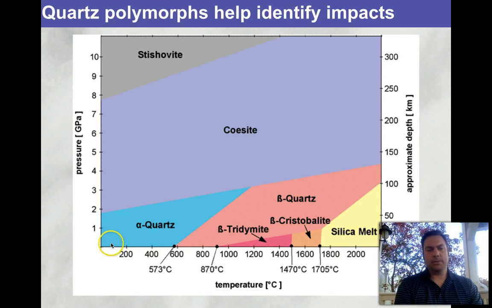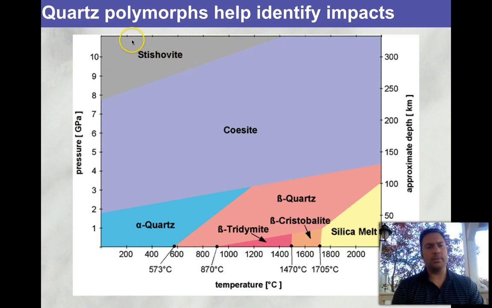But as we increase the pressure to 2 gigapascals, which is a lot of pressure, by the way, we start to create something called coesite. Coesite is a phase of quartz where it's a polymorph of quartz. It's still SiO2. It's just a different crystalline structure. But scientists have actually discovered an even higher grade or higher pressure form of quartz called stishovite.